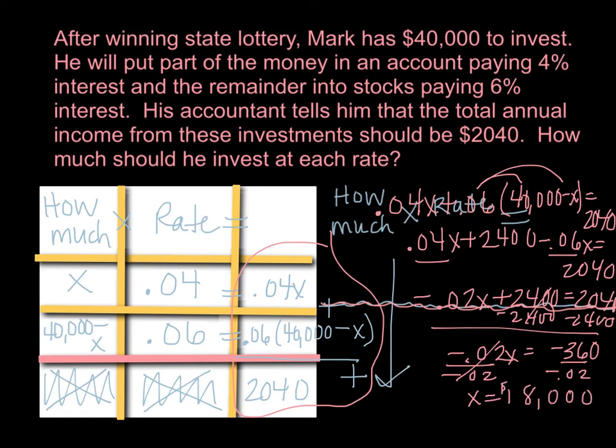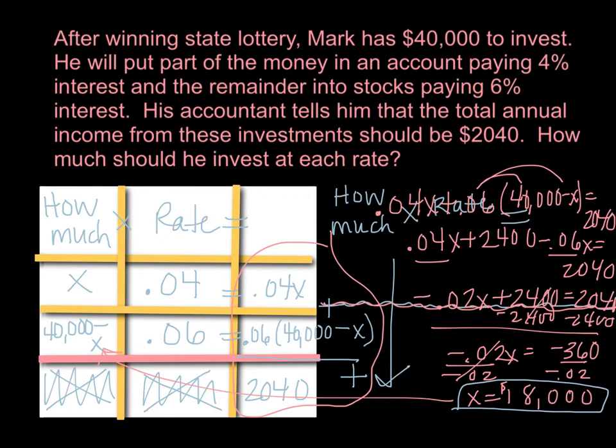Now, that's only part of my answer. Let's look back at what it asked us to solve for. How much should he invest at each rate to get $2,040? Well, if x is $18,000, that's how much he invested in the 4% account. How much did he invest in the other account? Well, what we need to do is take that $18,000 and plug it in. What's $40,000 take away $18,000? He invested $22,000 at the 6% rate.